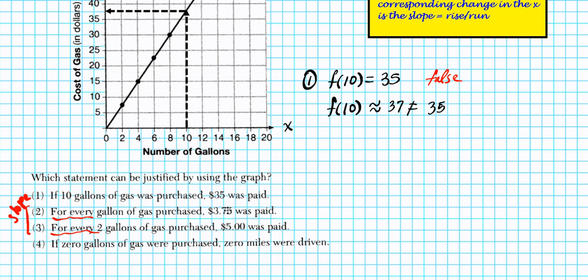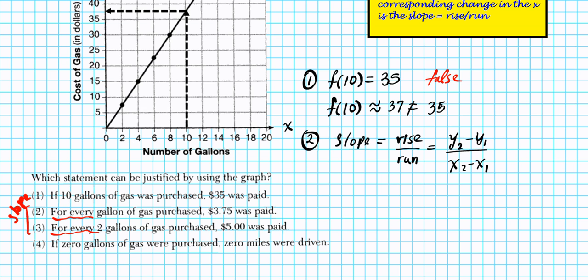So let's consider option 2 first. We're looking at the slope. How do you calculate the slope? The slope is rise over run. In coordinate form, it's y2 minus y1 divided by x2 minus x1. In order for us to calculate the slope, we need 2 points.